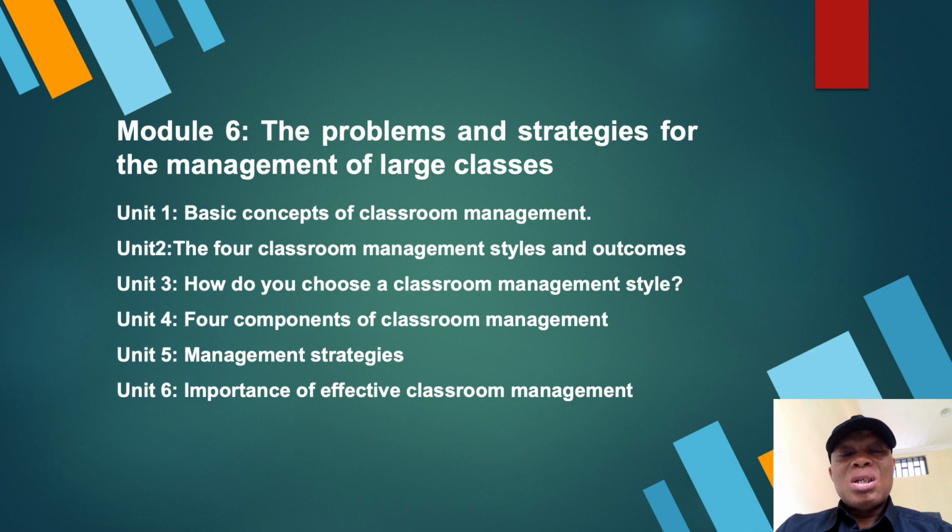Module 6 talks about the problems and strategies for the management of large classes, and is divided into 6 units. Unit 1 talks about basic concept of classroom management. Unit 2 talks about the 4 classroom management styles and outcomes. Unit 3 talks about how do you choose a classroom management style. Unit 4 talks about 4 components of classroom management. Unit 5 talks about management strategies. Unit 6 talks about importance of effective classroom management.